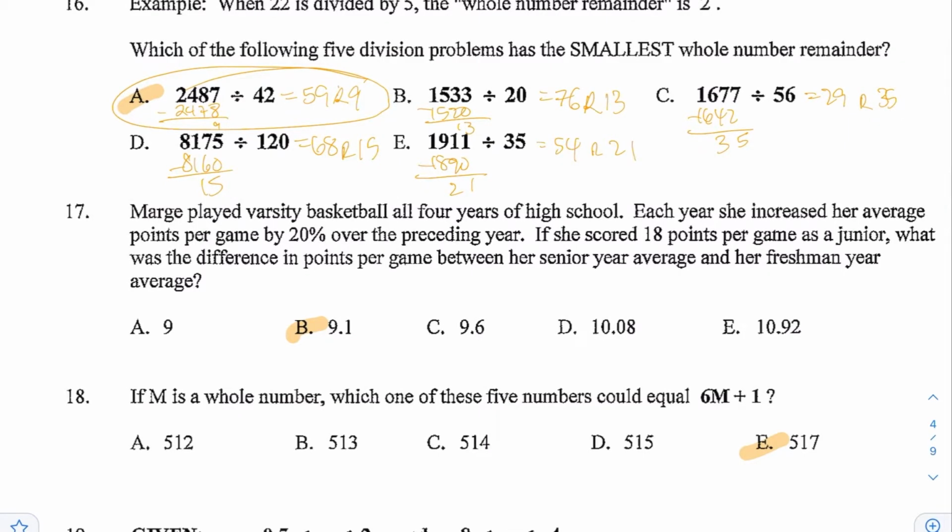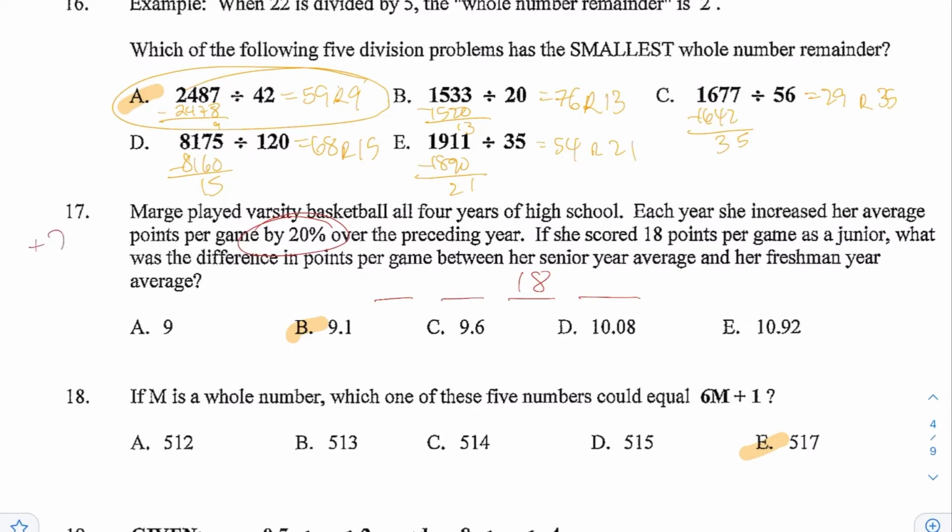Next, for number 17, Marge played varsity basketball all 4 years of high school. Each year, she increased her average points per game by 20% over the preceding year. Now, she scored 18 points per game as a junior. What was the difference in points per game between her senior year average and her freshman year average? So you have 4 years of basketball, and she scored 18 points as a junior. And now, each time you increase her average by 20%.